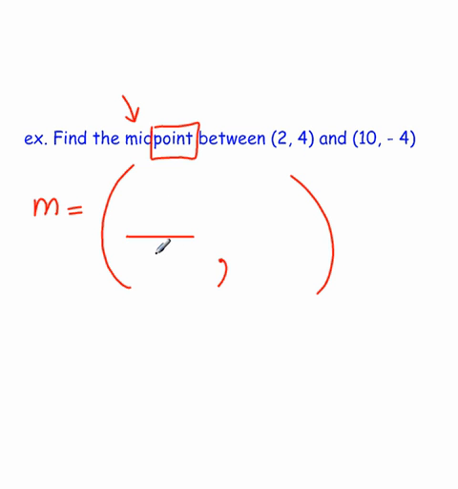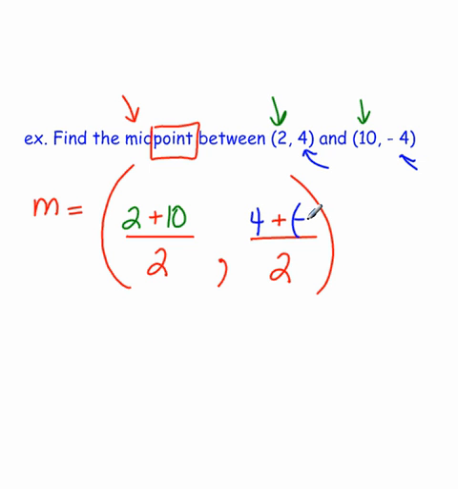Well, we know we're going to take the x coordinates and divide them by 2, and the y coordinates and divide them by 2, as well as add them together. So this is what the formula looks like without any values in there whatsoever. Now let's do this. The first coordinate in an ordered pair is the x coordinate. So let's take the x's, which is 2 and 10, and fill them in. And let's also take the y's, 4 and -4. Okay, so I filled in my values, and this is what we're going to do. We're going to figure out the number on top and then divide it by 2.